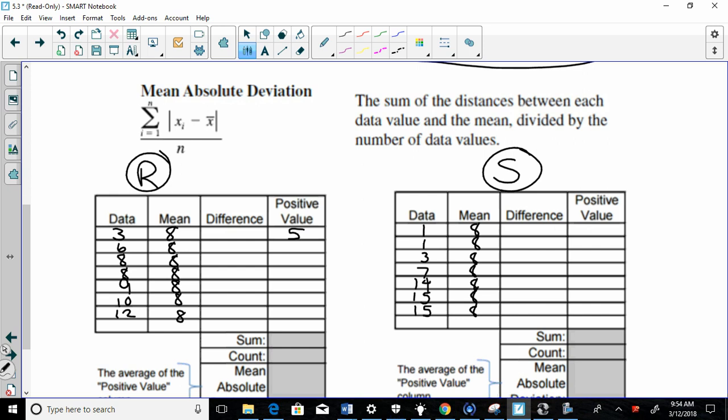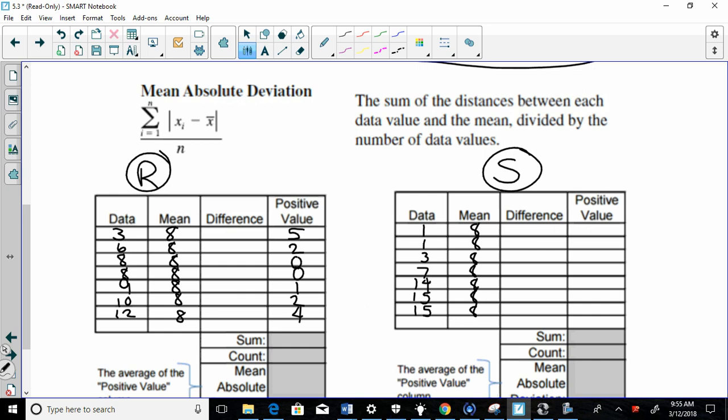And then at the end, they're asking which one has data that is more spread out. So you're figuring out, looking at that mean absolute deviation, whose data is more spread out. So how far is 6 away from 8? 2. 8 from 8, 0. 9 from 8, 1. 10 from 8, and 12 from 8, 4. And then you find the sum, which means what are we doing with all those values?